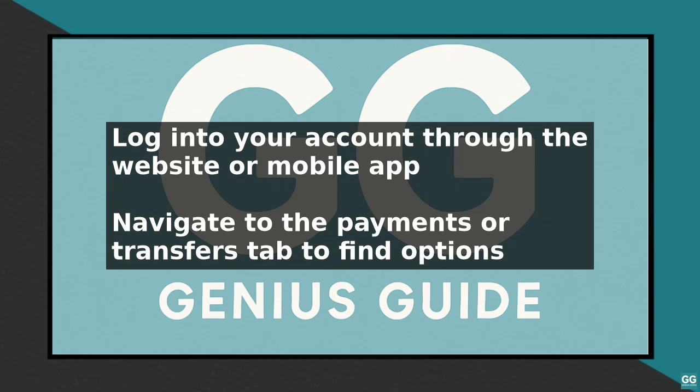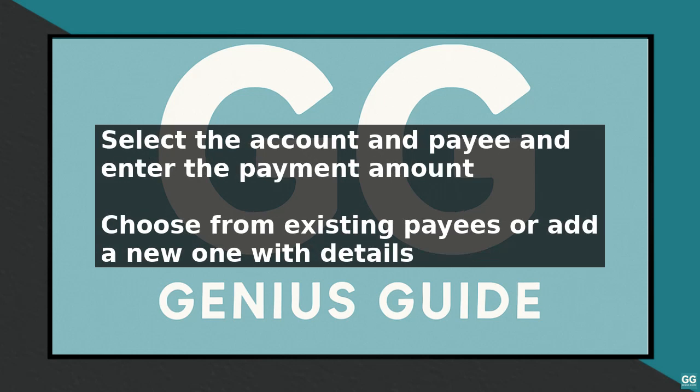Select the account you want to pay from, the payee, and the payment amount. You can choose from a list of existing payees or add a new one. If you are adding a new payee, you will need to provide their name, address, and account information.